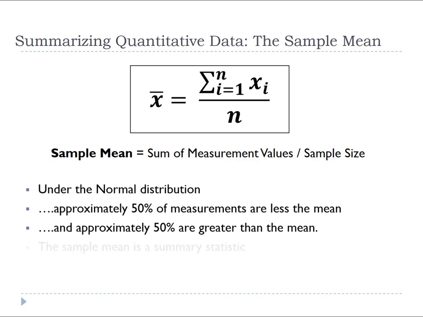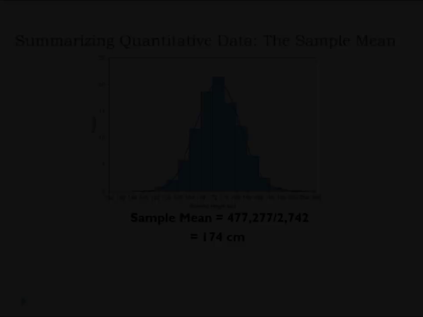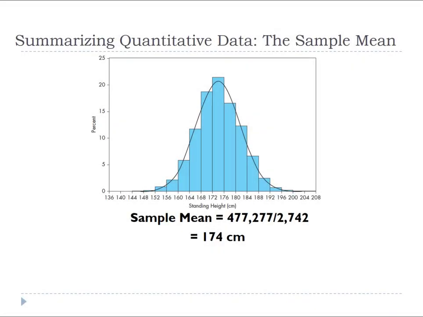The sample mean is a summary statistic that is an approximate estimate of the population mean. The sample mean is calculated by simply summing up all the measurement values in our data and dividing by the sample size. For NHANES men's heights data, the sum of all the height values is 477,277 centimeters, and the sample size is 2,742 men, resulting in a sample mean equal to 174 centimeters.